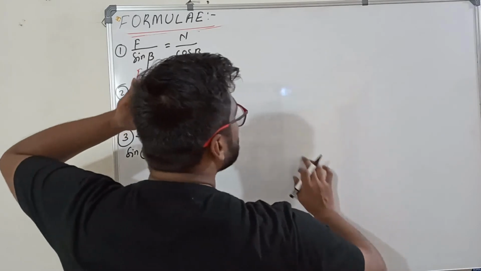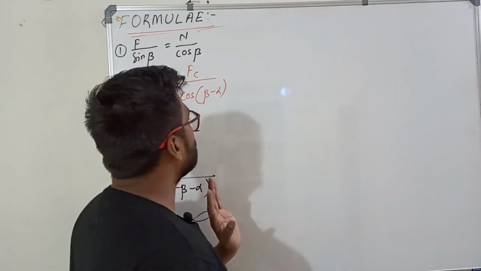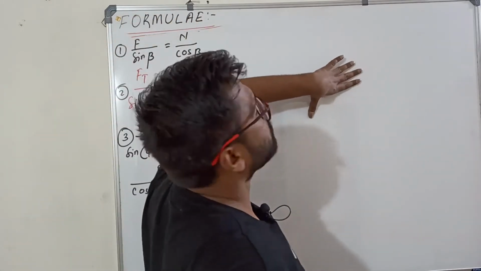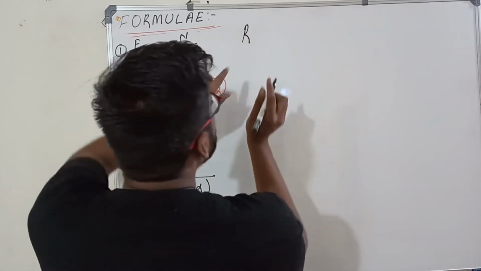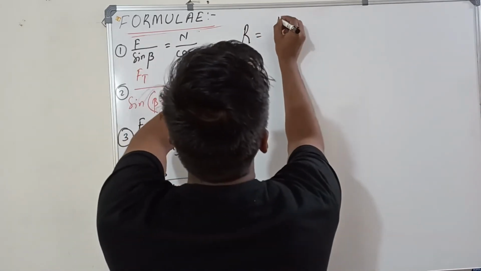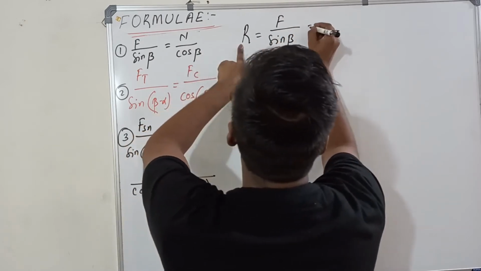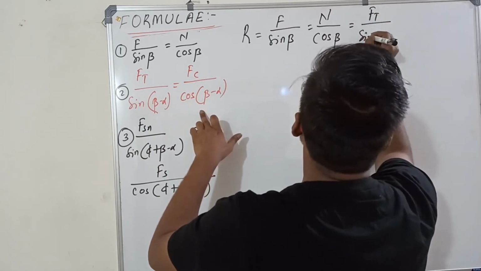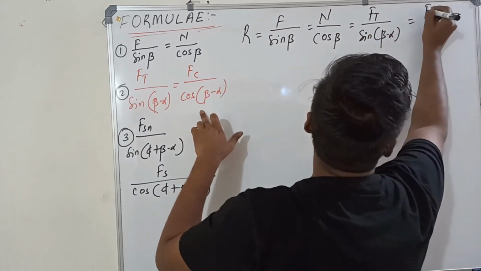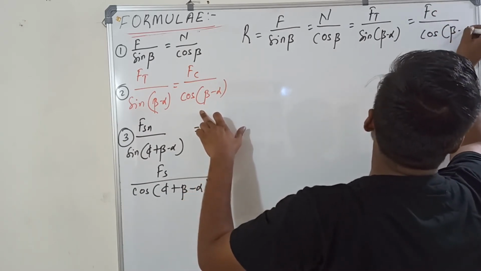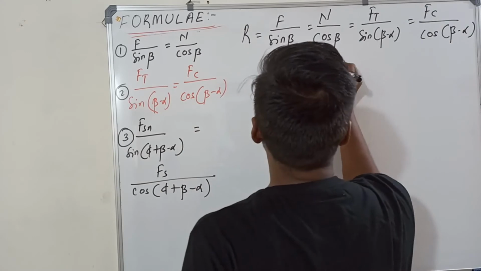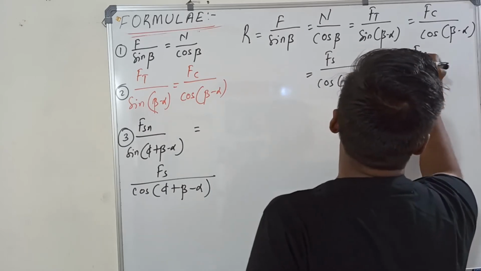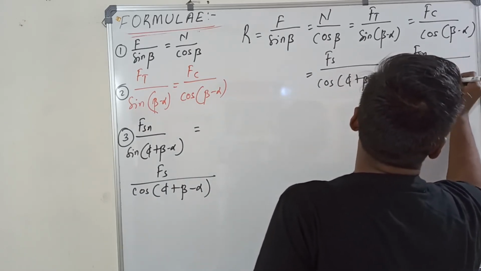We knew that the Merchant circle resultant is R, the diagonal of the Merchant circle, and everything we derived is with respect to the diagonal only. So we can write that R, the resultant or diagonal of the Merchant circle, is equal to F by sine beta, is equal to N by cos beta, is equal to Ft by sine beta minus alpha, is equal to Fc by cos beta minus alpha, is equal to Fs by cos phi plus beta minus alpha, is equal to Fsn by sine phi plus beta minus alpha.